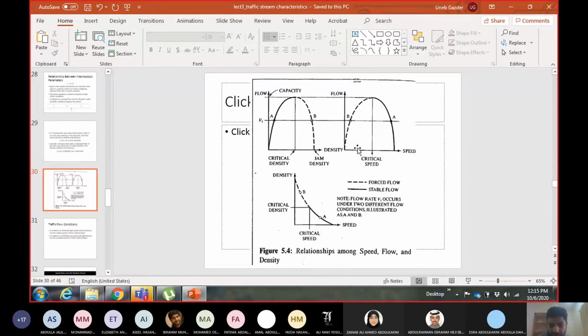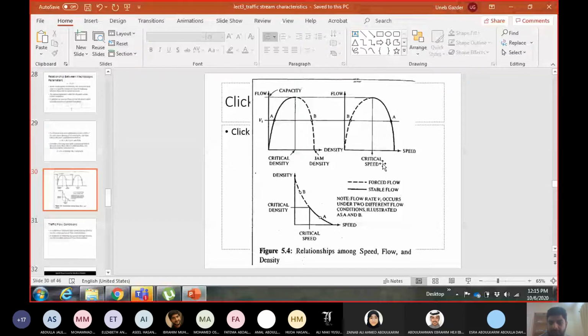Obviously, more vehicles means more density, right? So as more vehicles keep coming on the road, the speed will further reduce. But now after capacity, the flow is also reducing. So from the maximum speed till the capacity point, the speed was reducing, flow was increasing. After capacity, both are reducing.